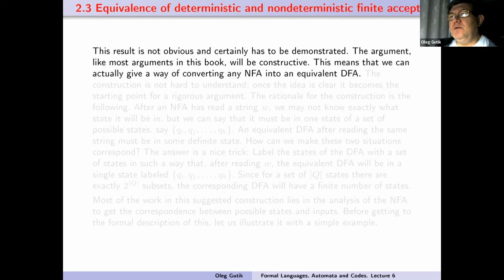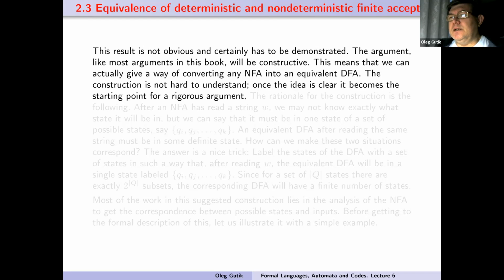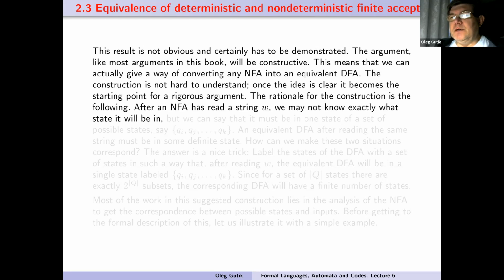This means that we can actually give a way of converting any non-deterministic finite acceptor into an equivalent deterministic finite acceptor. The construction is not hard to understand. Once the idea is clear, it becomes the starting point for rigorous arguments. The rationale for the construction is the following.